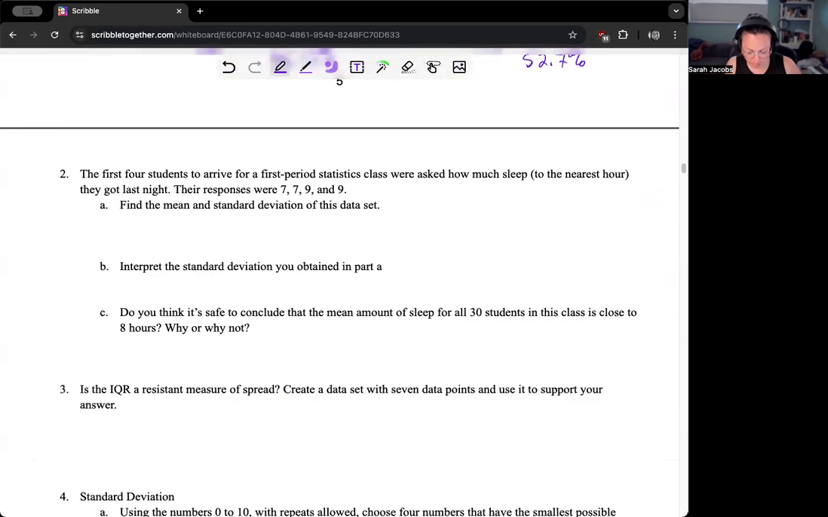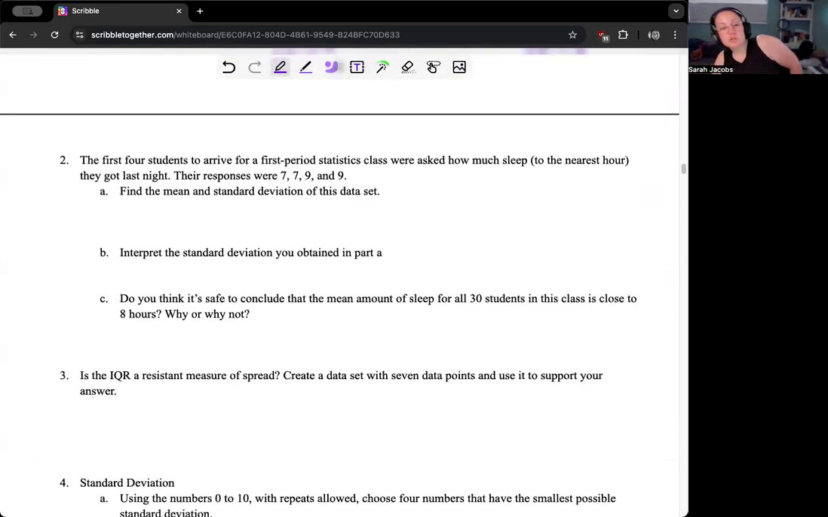All right. Great. Number 2, the first 4 students to arrive for a first period statistics class were asked how much sleep to the nearest hour they got last night. Their responses were 7, 7, 9, and 9. Find the mean and standard deviation of this data set. Okay. This is a sample. It's not a great sample because it's the first 4 students, but that's okay.